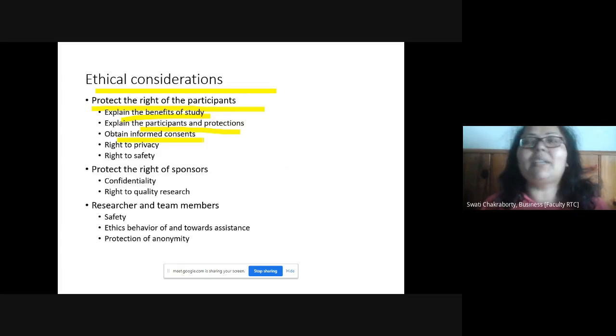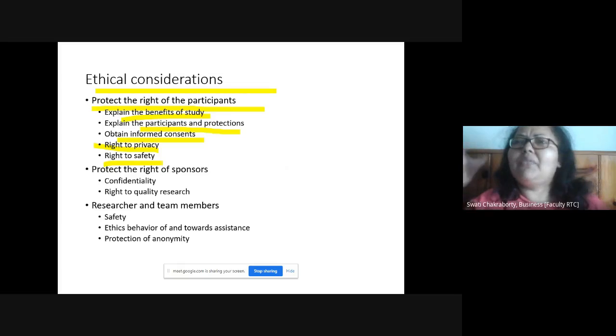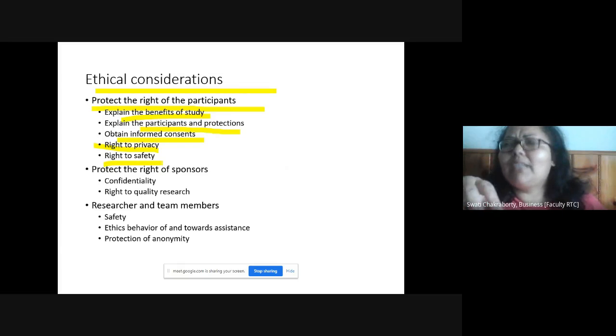Obtain informed consent: you have to take the approval of the people who are part of your sample, and take their permission. Right to privacy: whatever they say has to be kept confidential. Right to safety. Why? If you reveal their names, what happens? That can be danger. They are telling you the truth, so you should protect them.